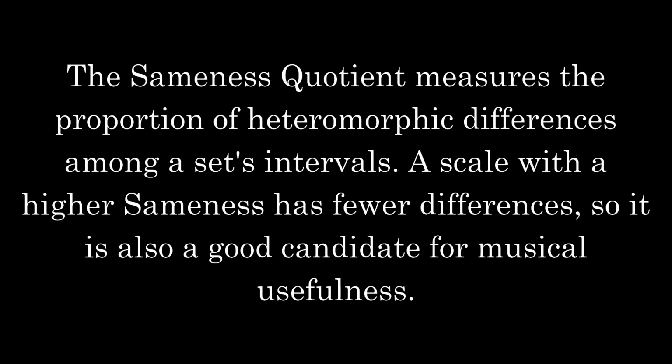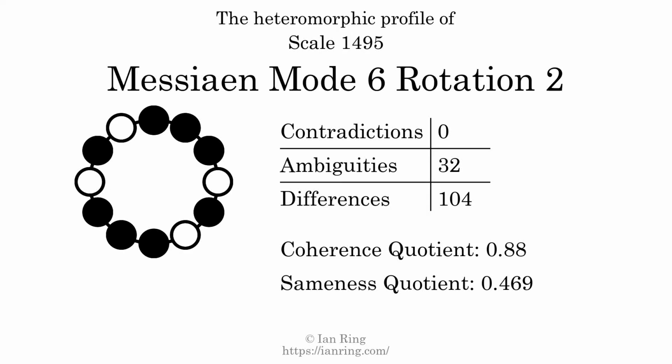The sameness quotient measures the proportion of heteromorphic differences among a set's intervals. A scale with a higher sameness has fewer differences, so it is also a good candidate for musical usefulness. The sameness quotient is 0.469.